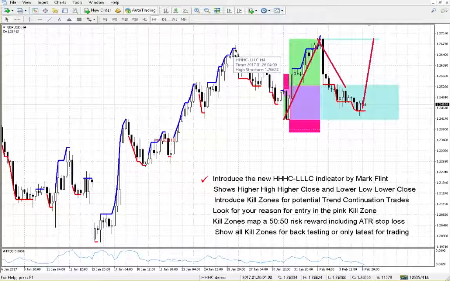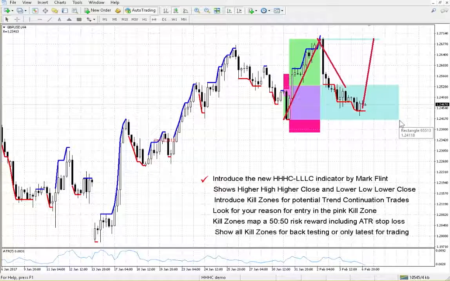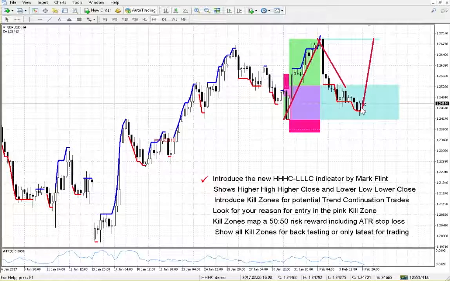So blue new structures can be compared to previous structures. Pullbacks are easily identified. Kill zones give us a measured 1-to-1 risk to reward ratio trading opportunity, and obviously the lower into the pink zone, the improved risk to reward, or in fact reward to risk ratios. So that concludes our introduction for the higher high, higher close, lower low, lower close indicator.